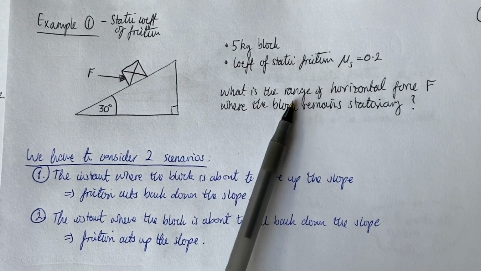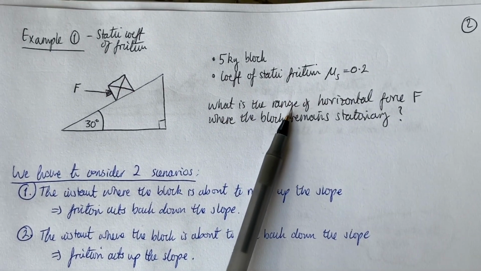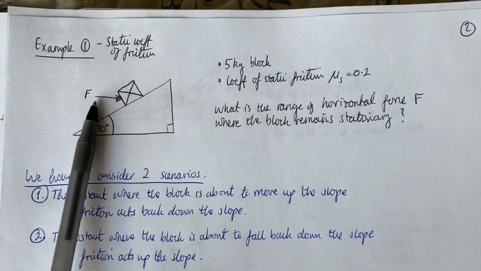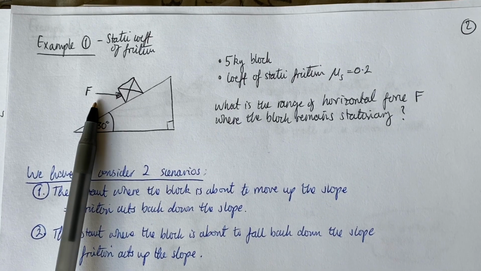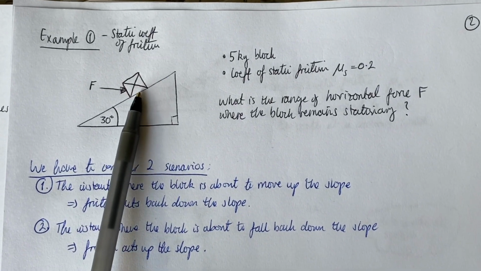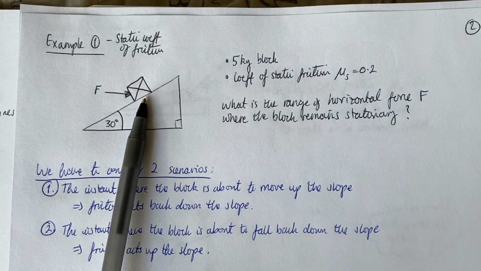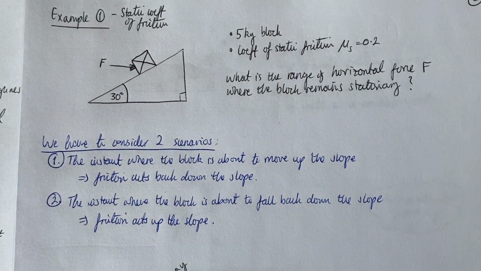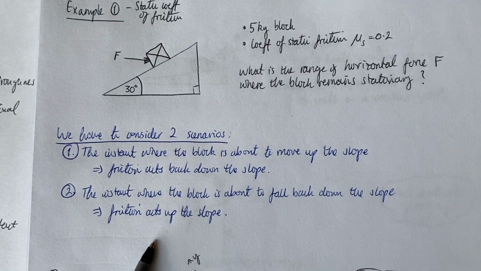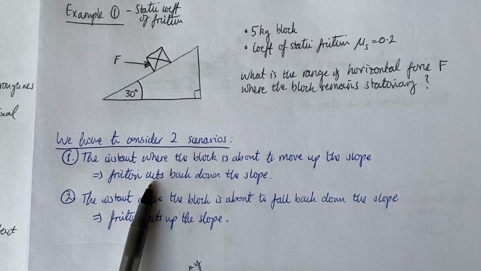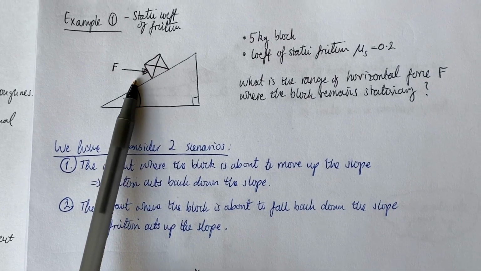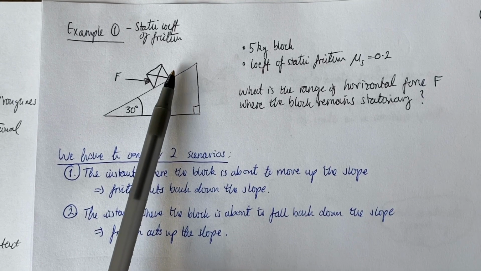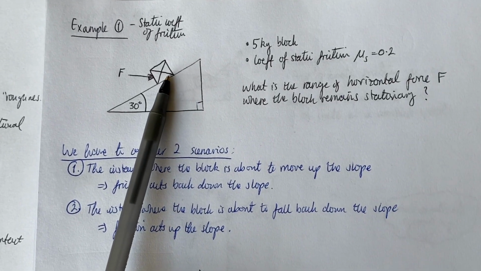So the key here is this word range, right? So we need to work out what's the smallest and what's the largest F such that this box stays in the same place. So there are two scenarios there, right? The first one is when the force is large enough so that the box is almost about to start moving up the slope.